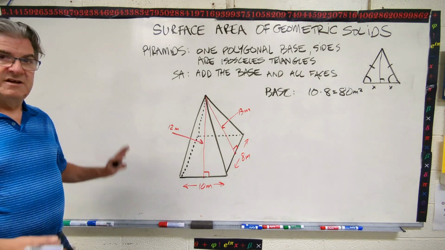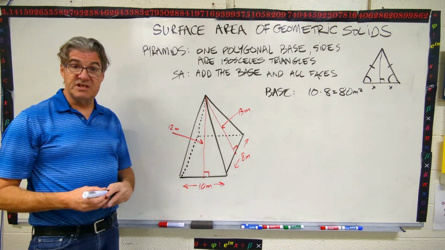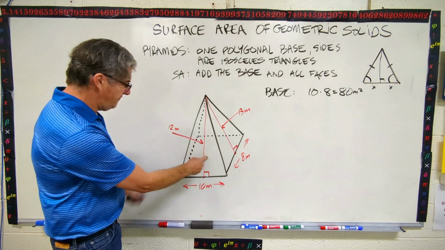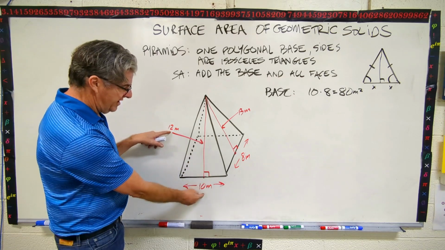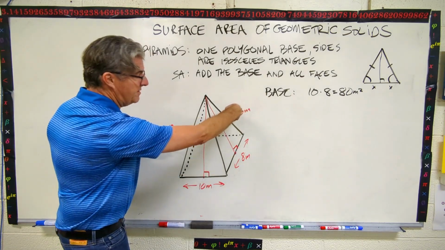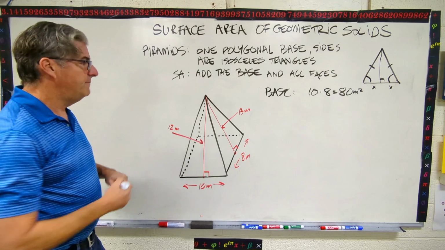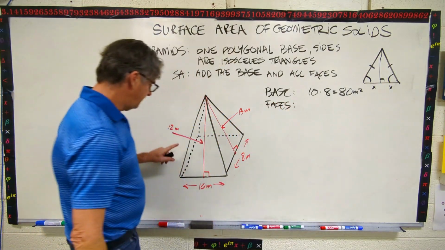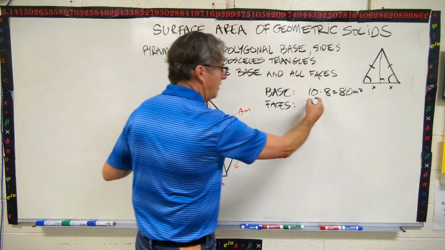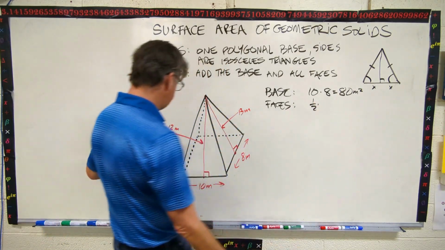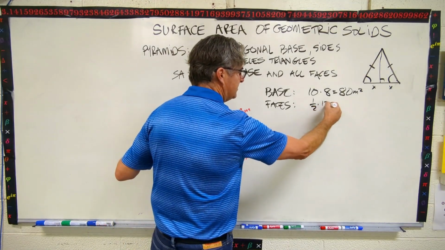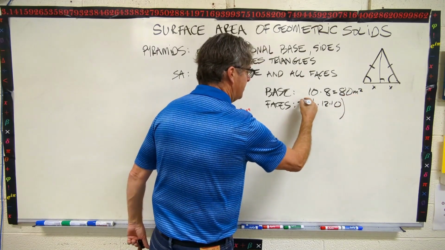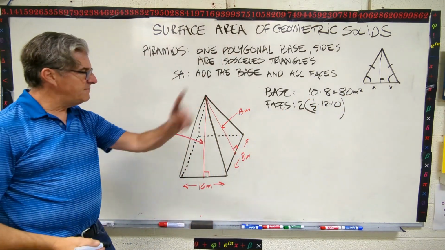Now this is interesting. We have two sets of identical faces. The front face has a height of 12 and a base of 10, and that's the same for the back face. So let's do the faces. The front face is going to be 1/2 times the height, which is 12, times the base, which is 10. And we've got 2 of those. So there we go, I've got my front and my back face.